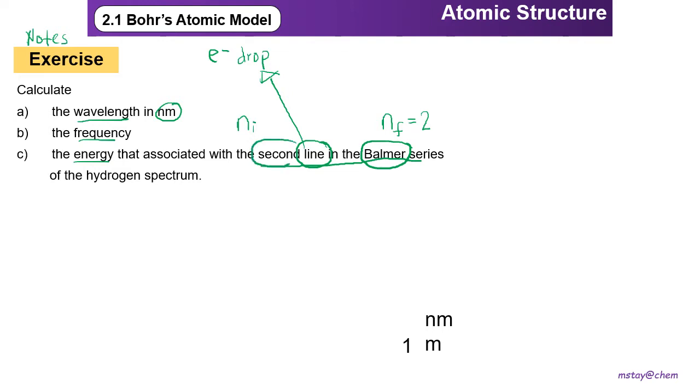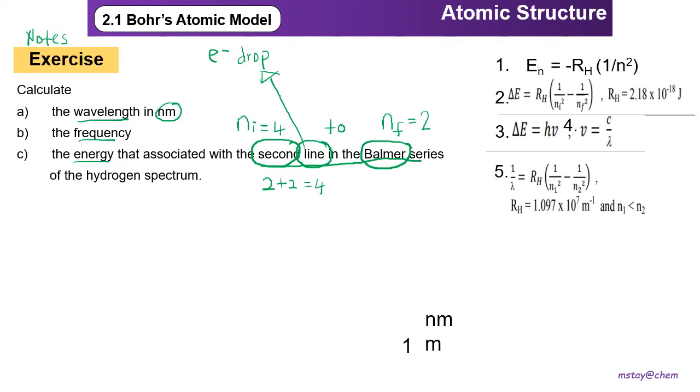The second line is referred to 2. So the final energy level for the electron is at n equal to 2. I will add 2, which is equal to 4. This means that the electron is dropped from n equal to 4 to n equal to 2.